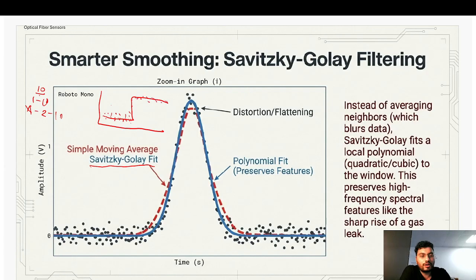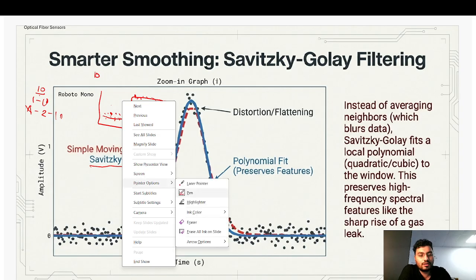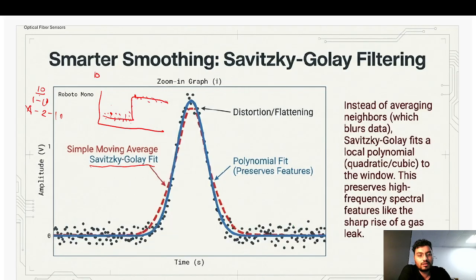Suppose you are taking 10 points, from here to here it is having 10 points. I'll just change the color of pen. Okay, suppose here to here it is having 10 points. So what it does is, during the averaging, it will take the noise level, the baseline, like this. It's not correct actually, something like this. So it is not like a square wave, whatever we want.